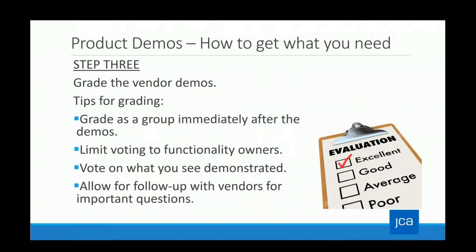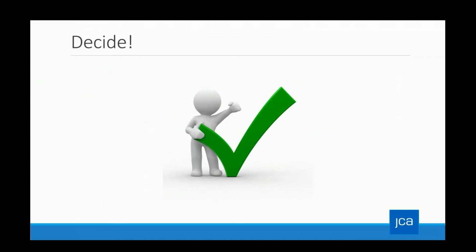Now you've come to the most exciting part of the project. Now you and your team will make your decision. Based on all your hard work, you have figured out exactly what you need, and you've determined which vendor solution is the best for your organization. Once you've decided, announce your decision with information about how the new system will help the organization meet its goals.